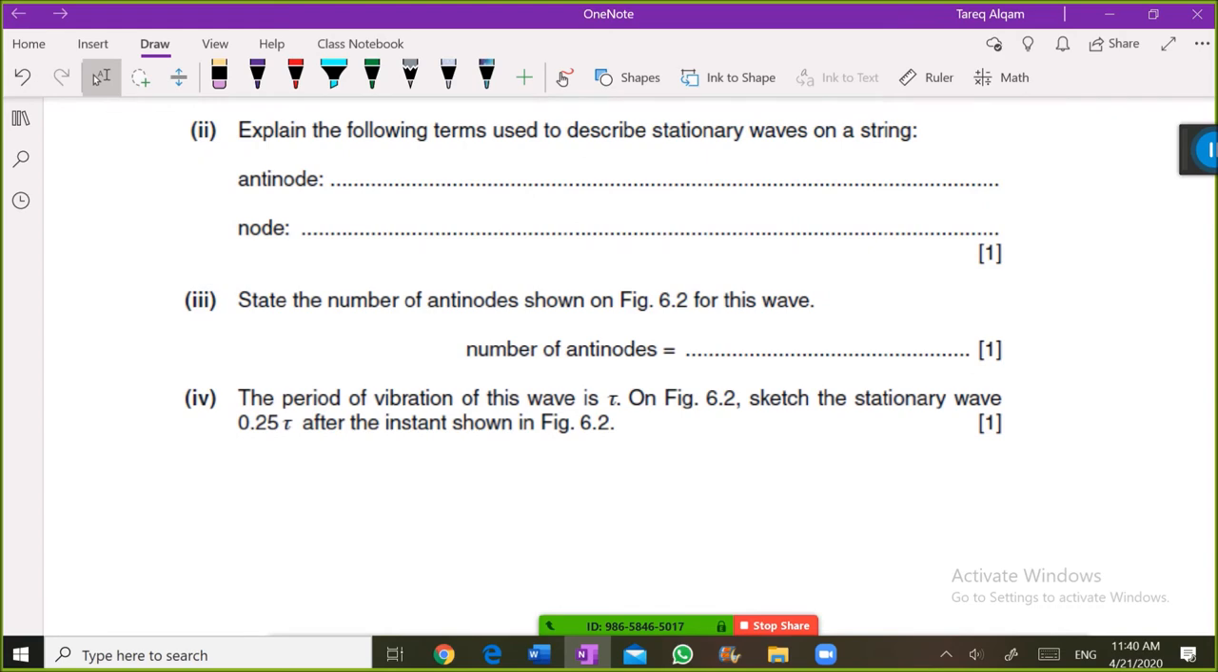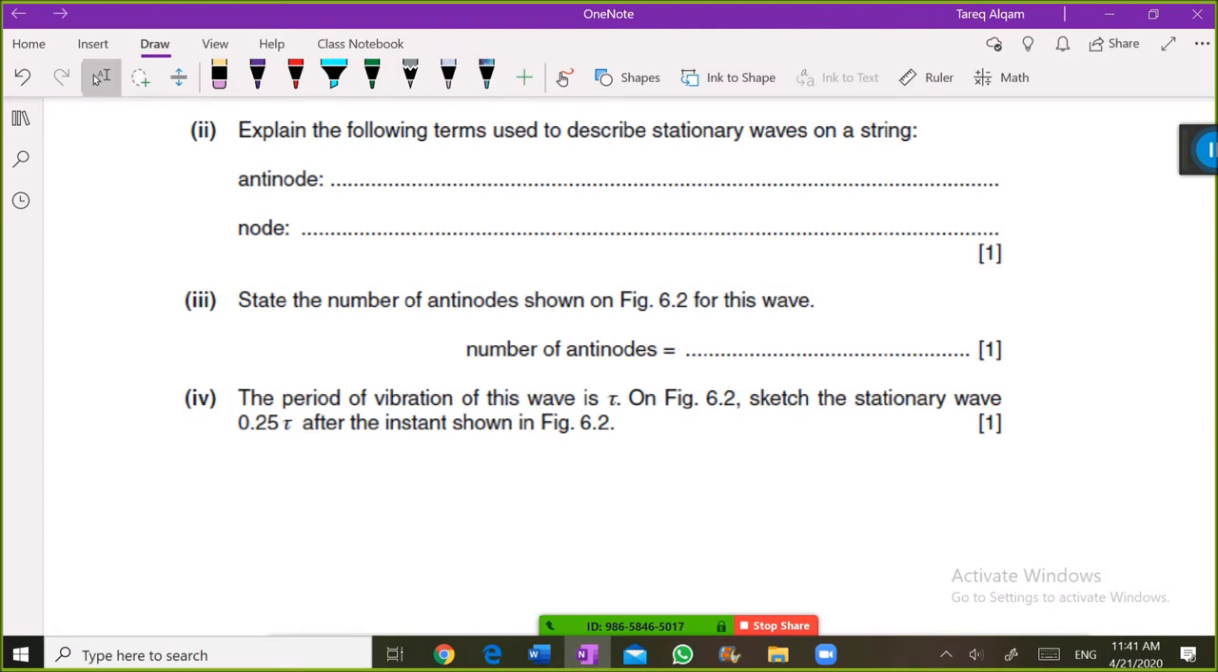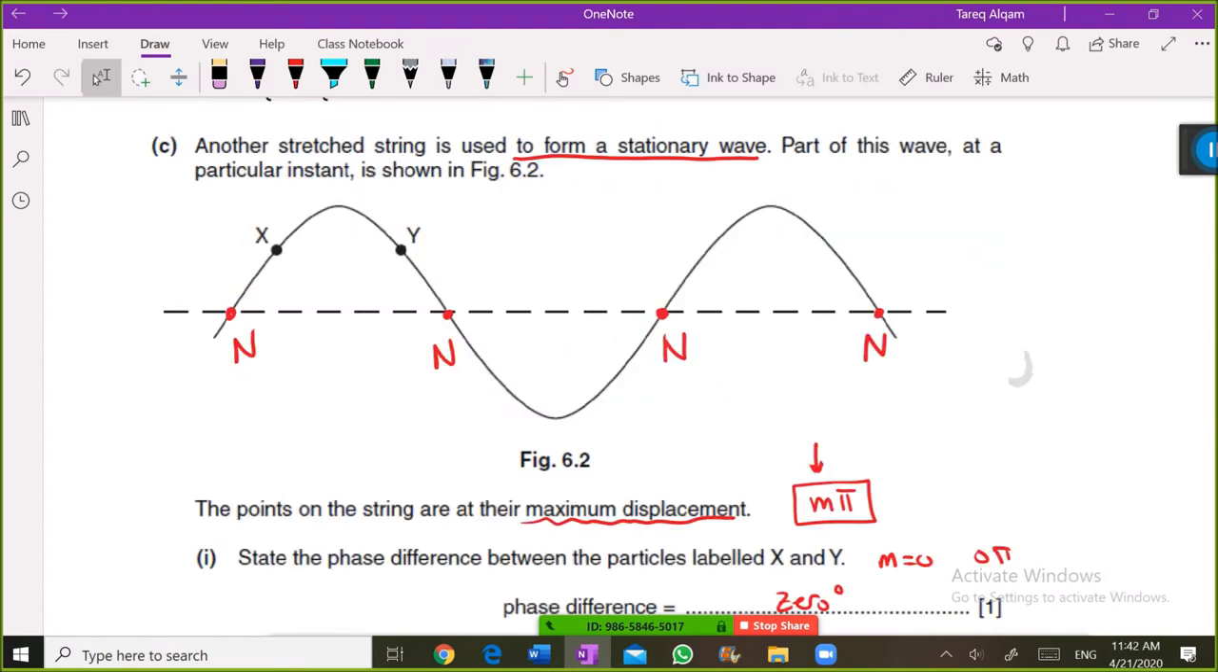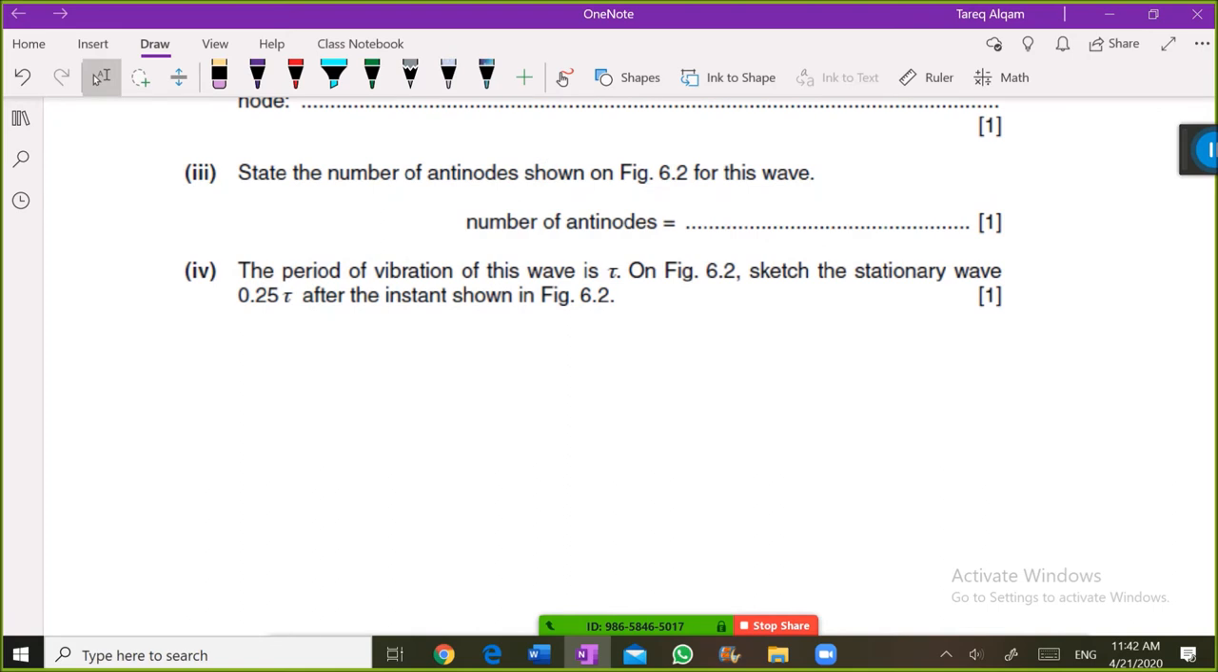Then the following terms are used to describe stationary waves on a string. At a node, the amplitude is 0, while at an antinode, the amplitude of the standing wave is maximum. State the number of antinodes shown here. 3 antinodes. We are asked to draw the shape of the wave after a quarter period.